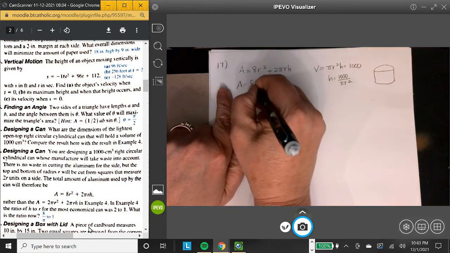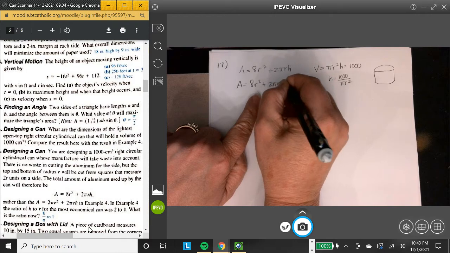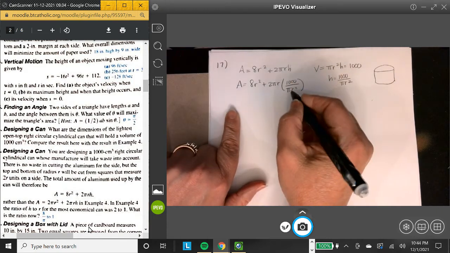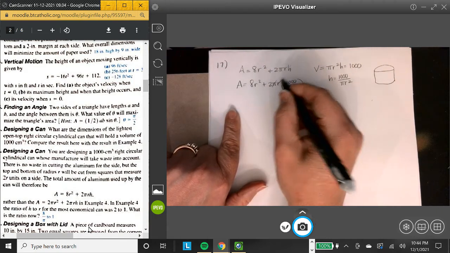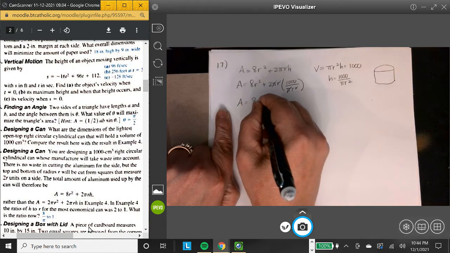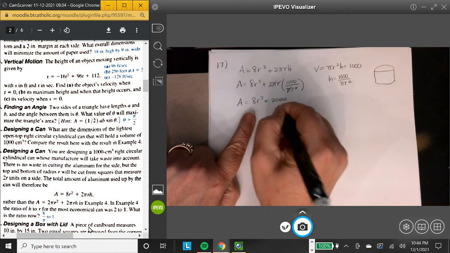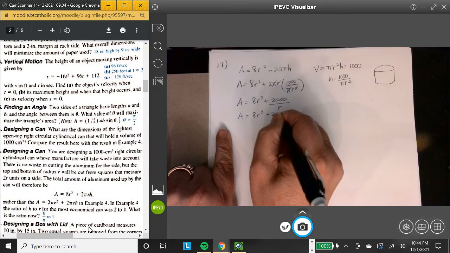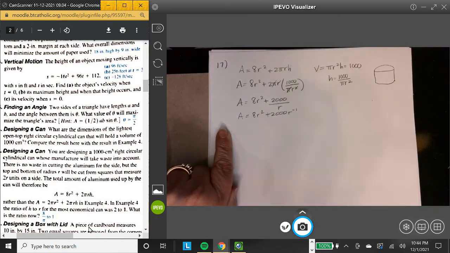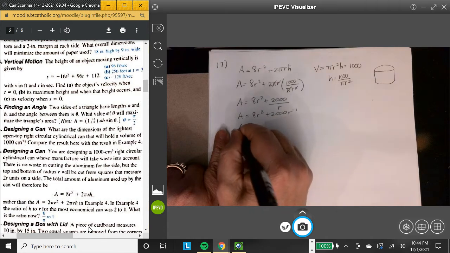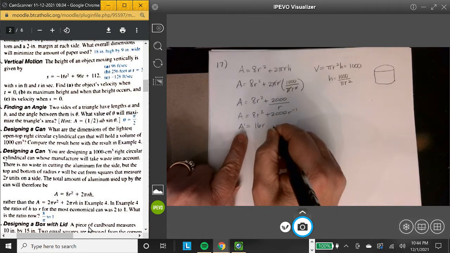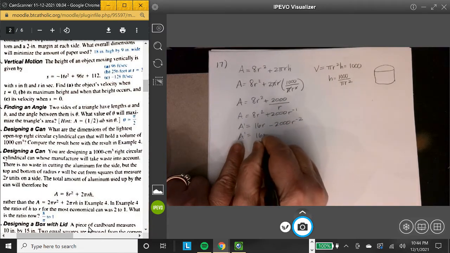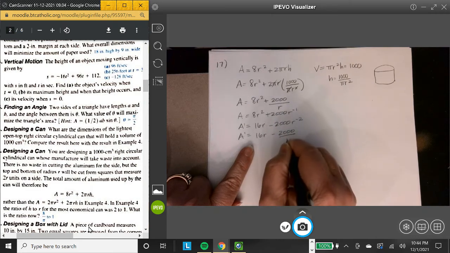We get A equals 8R squared plus 2 pi R times H, which is 1,000 over pi R squared. I'm going to reduce by a pi, and I'm going to reduce by an R. And we get area equals 8R squared plus 2,000 over R. So area equals 8R squared plus 2,000 times R to the minus 1, right? And so we're going to take the derivative of that. A prime is equal to 16R minus 2,000 R to the minus 2. Putting things where they belong, I get 16R minus 2,000 over R squared.